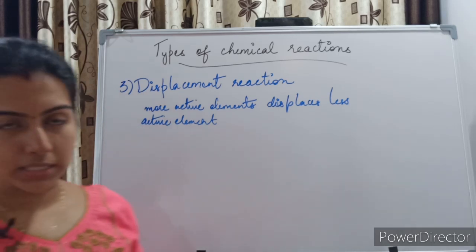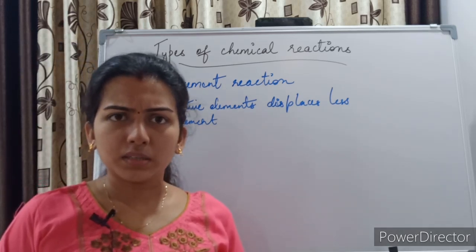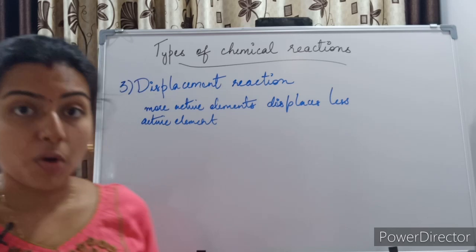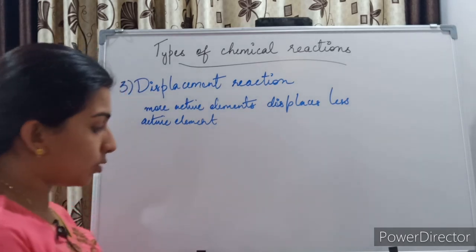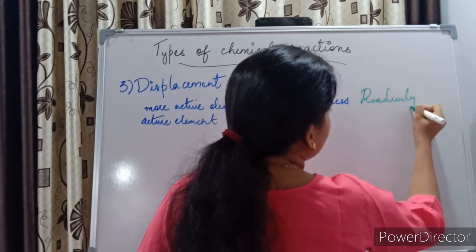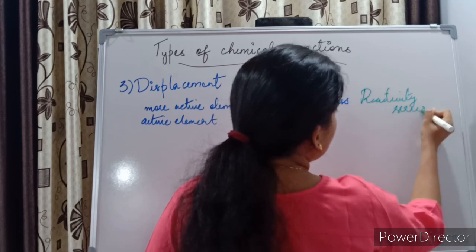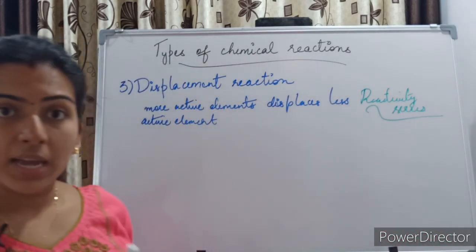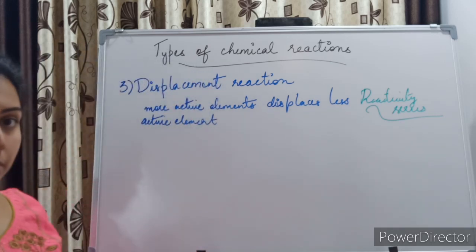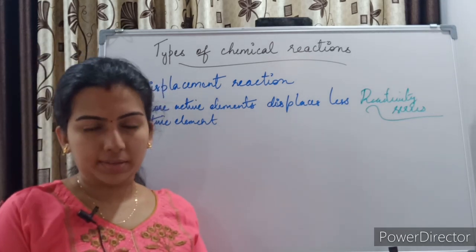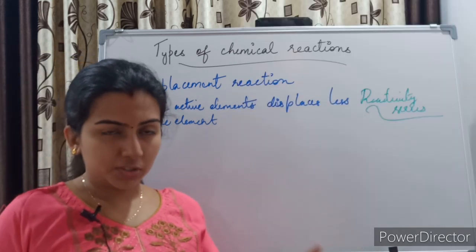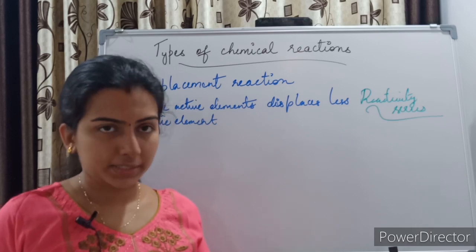You may be asking how we can compare the activity or reactivity of elements. Yes, there is another tool named the reactivity series. This is a series in which elements are arranged in decreasing order of their reactivity, which is seen there.